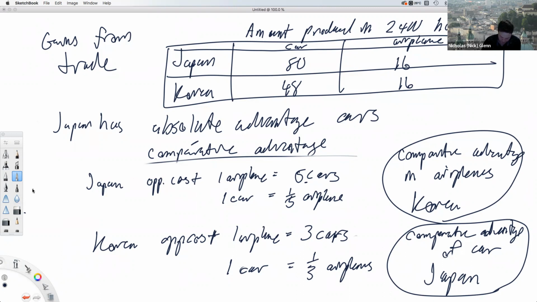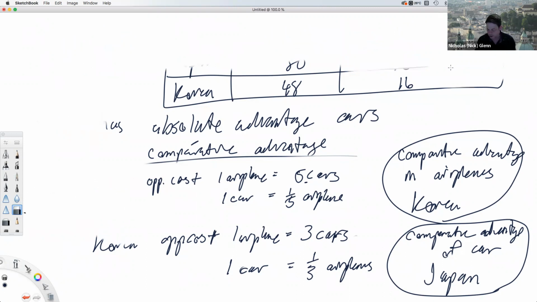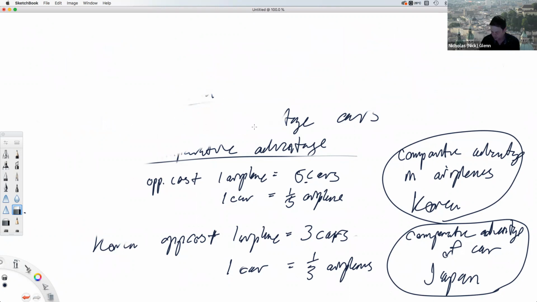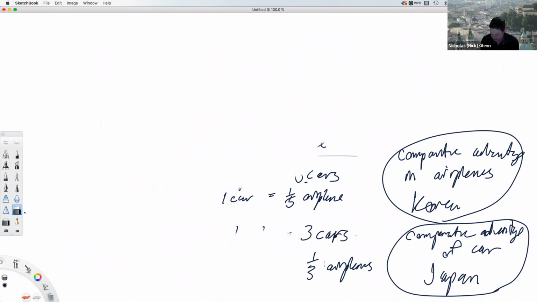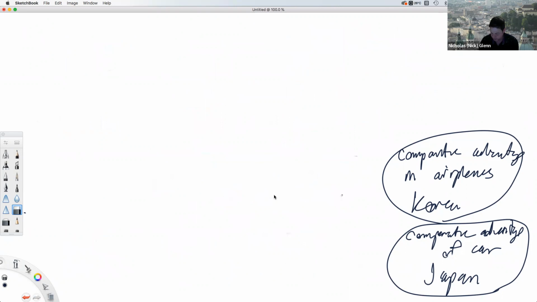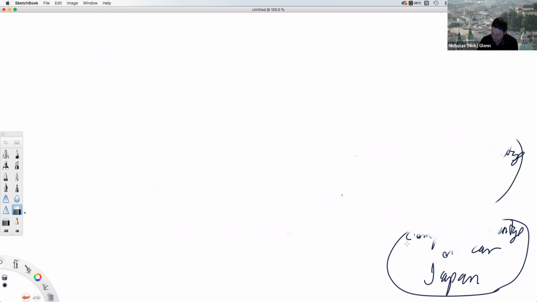Let's erase all this, and I'll write what we need. We'll go now to talk about the terms of trade. You see how it can be advantageous for them trading with each other, because one of them has a comparative advantage in one good and the other in the other good. So it sets up where they can trade.